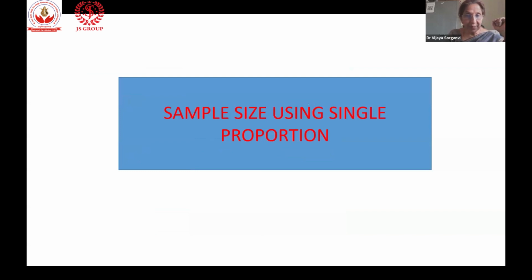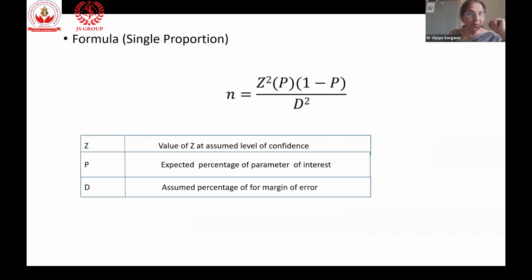Now we'll discuss the first one, sample size calculation for one group using proportion. This is the formula we use. You might have seen N is equal to Z squared. Z is the confidence level. Usually we consider 95%, and for 95% the fixed Z value is 1.96. Sometimes we say 4PQ, where 4 is the round-up of 1.96 squared, or 2 squared, into the proportion value P into 1 minus P, which is Q, the negative character. P is the expected percentage of the parameter of interest.